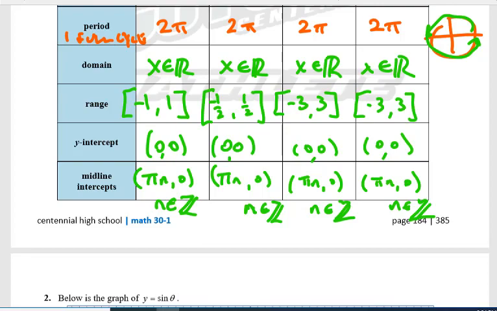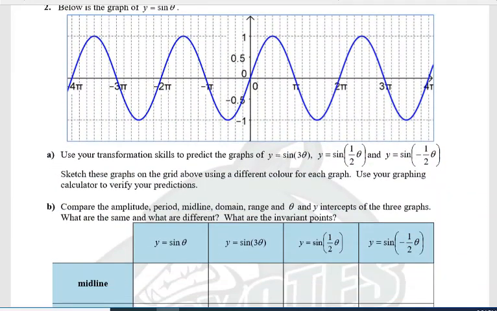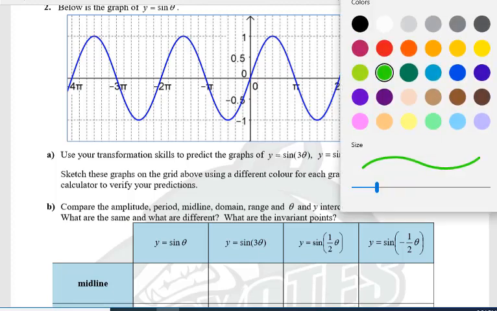All right, so moving on. What happens instead if we have this? Use our transformation skills to predict graphs of y equals sine 3 theta, y equals half sine theta, y equals sine negative half theta. This is going to look a little bit messy. Let's use the same 3 colors.